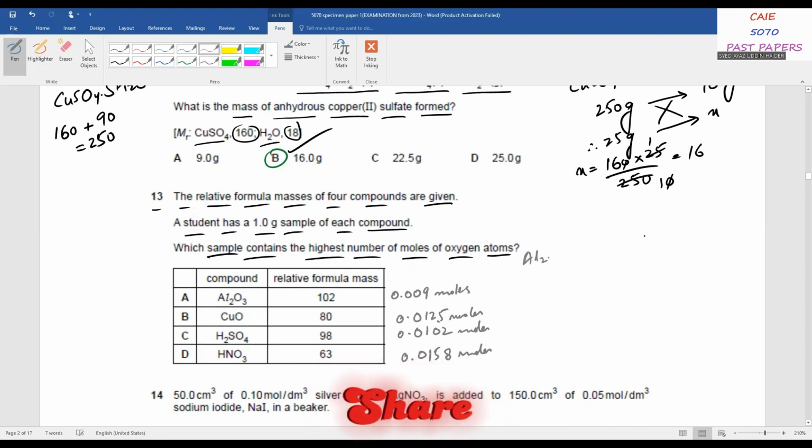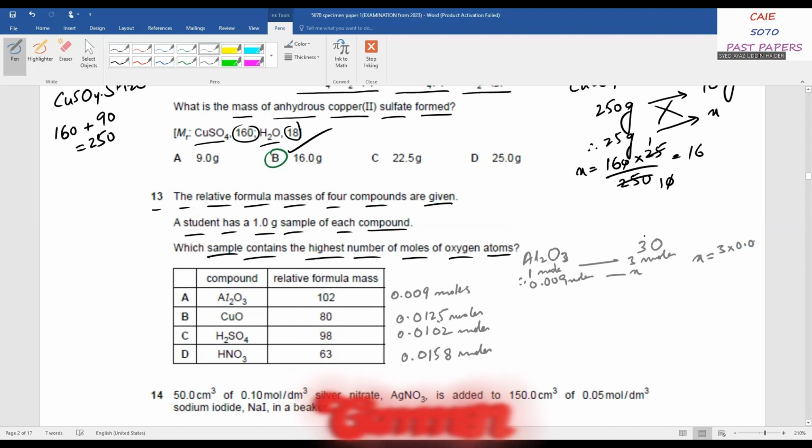So for Al2O3, we have 3 moles of oxygen. So I will write 1 mole gives 3 moles of oxygen. Therefore 0.009 moles gives X moles. So X is equal to 3 multiplied by 0.009, so the final answer will be 0.027. I will write here 0.027. These are the moles of oxygen.